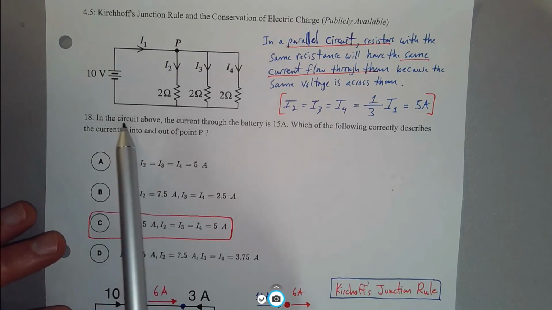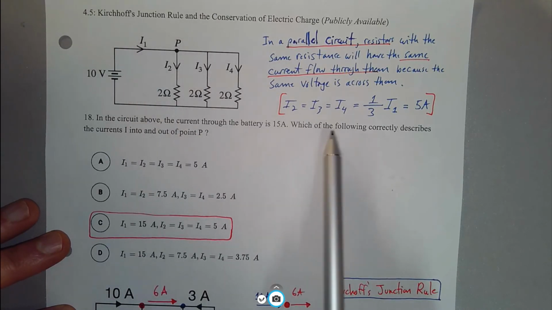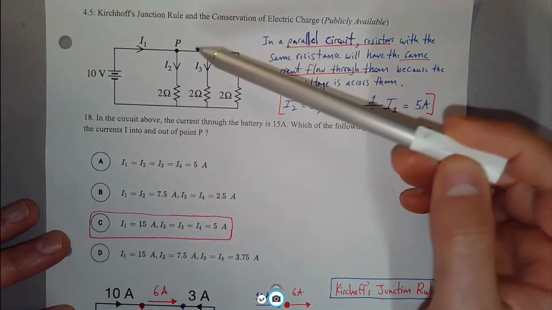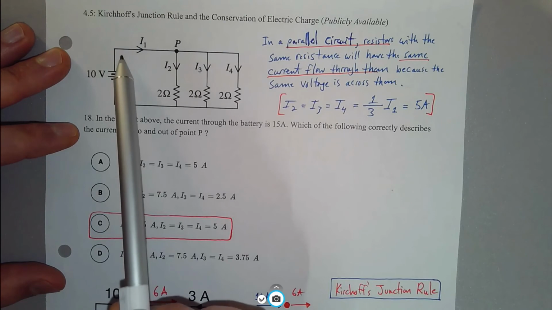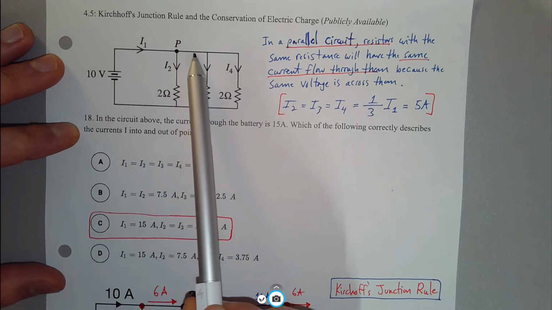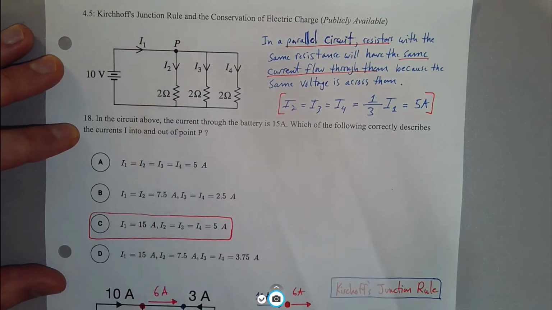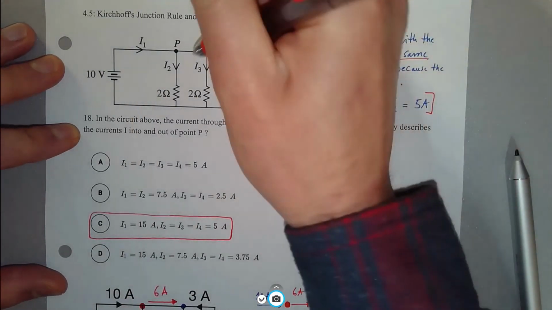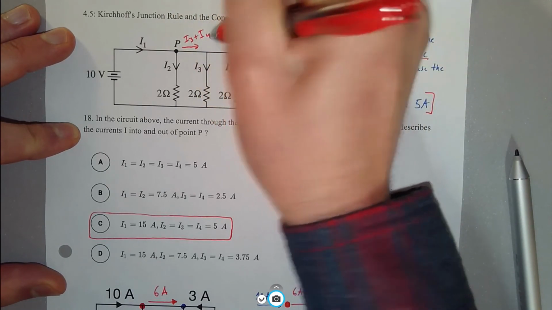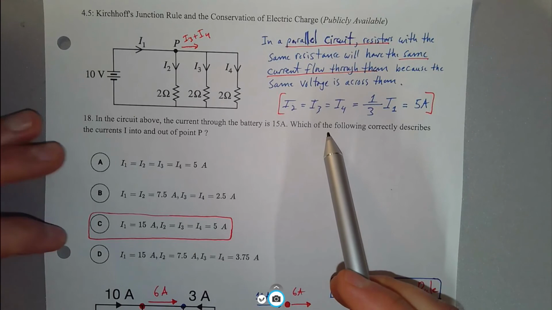Question 18 says, in the circuit above, the current through the battery is 15 amps. So that's I1 right here. Which of the following correctly describes the currents I into and out of point P? So point P is going to be right there. We have I1 flowing into point P, and technically it's I2 plus I3 plus I4 flowing out of there. So current 1 is coming in, and we have I2, I3, and I4 flowing out. Which describes what's actually going on.